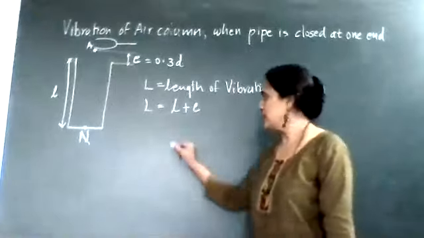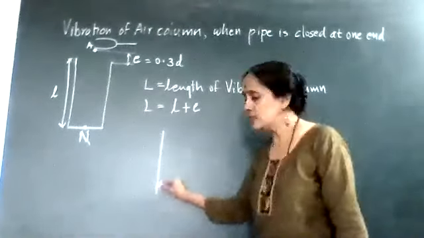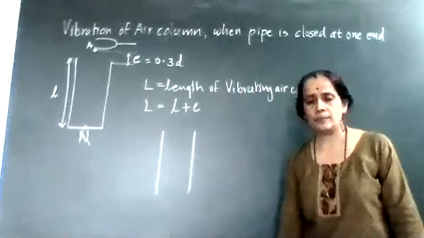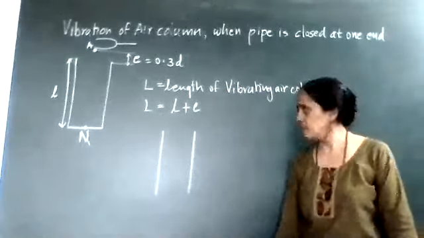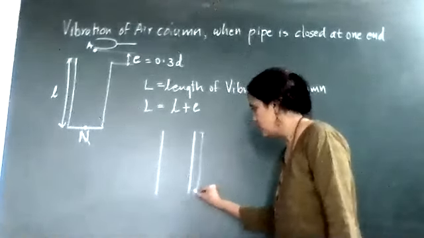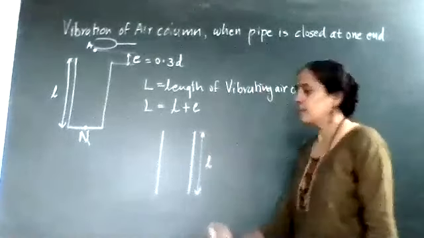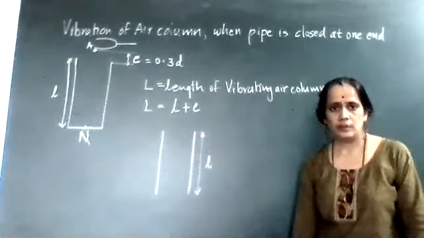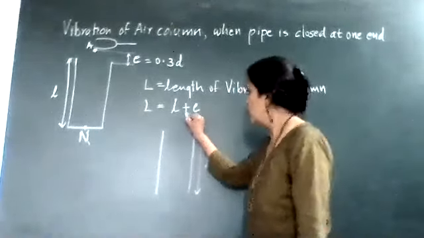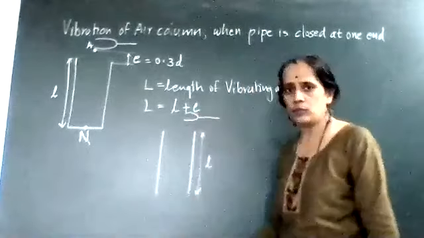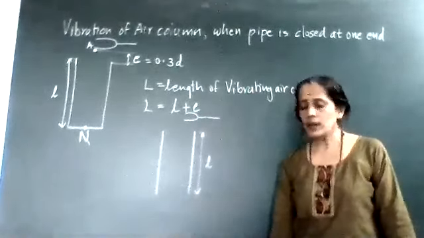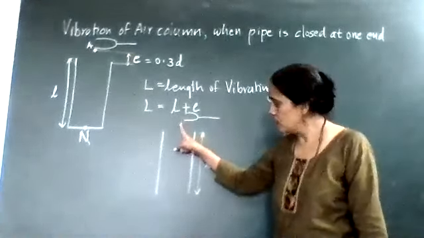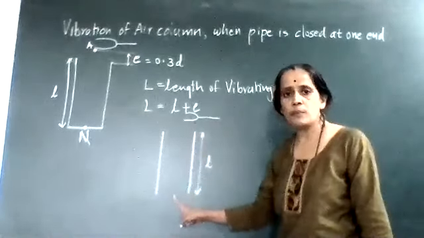Is it right? But if I consider another case, that is, a pipe which is open at both the ends, I can consider this is a pipe. This pipe has a length small l, and now this pipe is open at both the ends. And near any one of the open ends, I hold a tuning fork. So what happens? This tuning fork will send the sound waves, and these sound waves travel through this pipe.